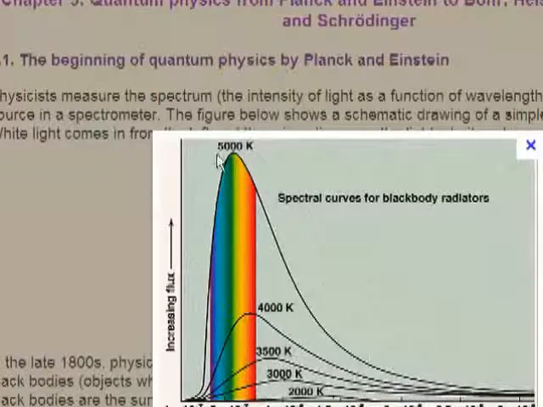The sun is called a 5,000 Kelvin black body. And the reason it's called a black body is not because it's actually black, but because if it was exposed to radiation, it would absorb it. None of the light that you see coming from the sun is coming from reflection. It's all coming from the internal heat of the sun. And that's just like any black object, it's not reflecting any light.